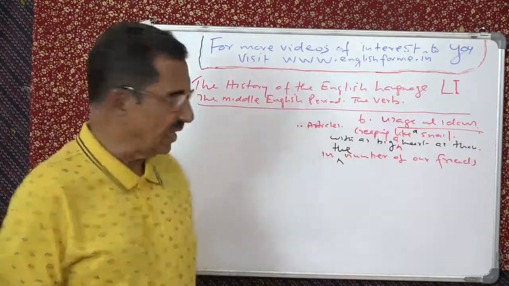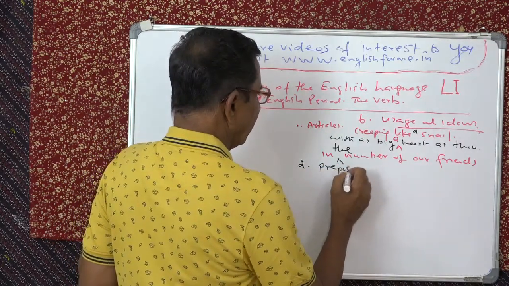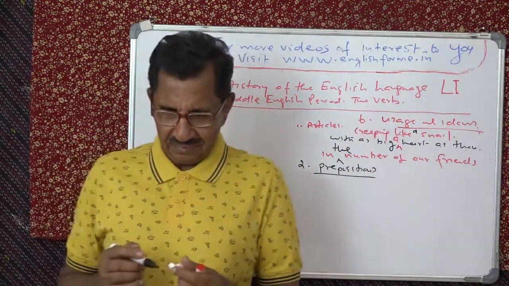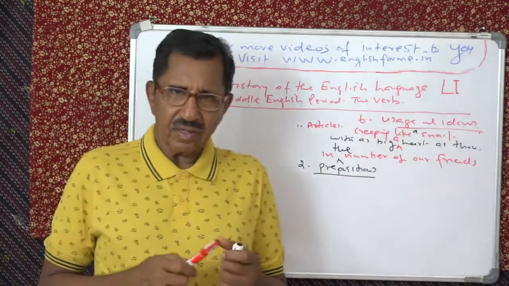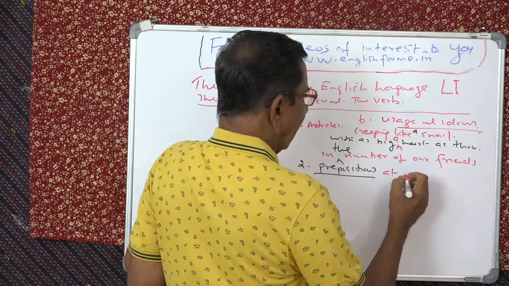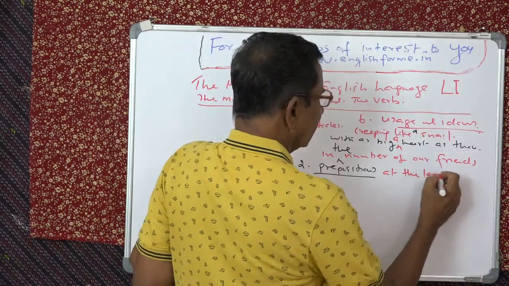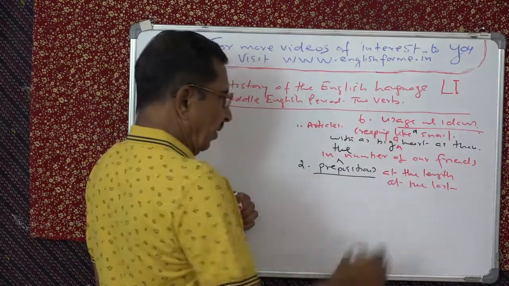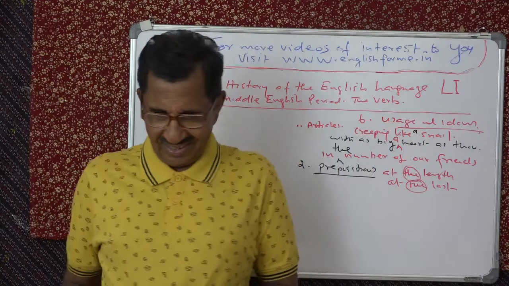And then you have the use of prepositions. That is the second point in the notes. First is article, then prepositions. In prepositions, what you find is, we say "at length," "at last." Shakespeare would say "at the length," yes, Shakespeare uses "at the last." This was Shakespeare's use. But now we don't use this, we say at last and at length. Difference between modern and antique use.